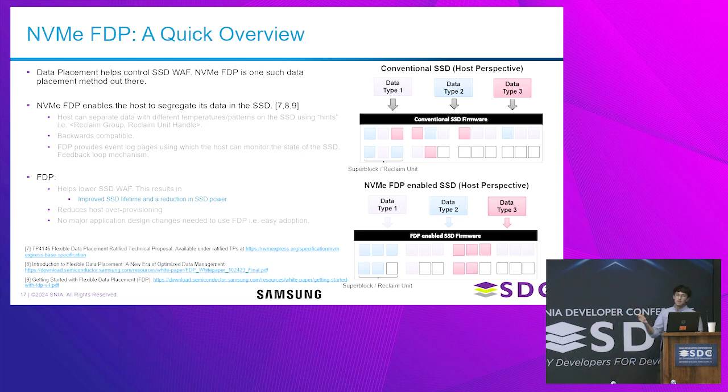I think the key here is that FDP is very easy to adopt from the host perspective. You don't need major application changes in adopting FDP, which typically is a no-go most of the time. And also FDP helps reduce over-provisioning, which again I'll illustrate through examples.